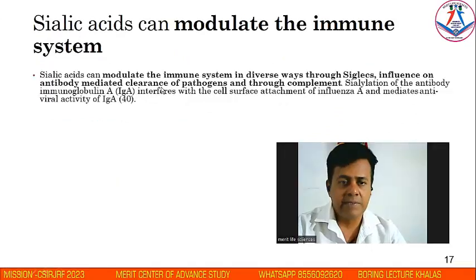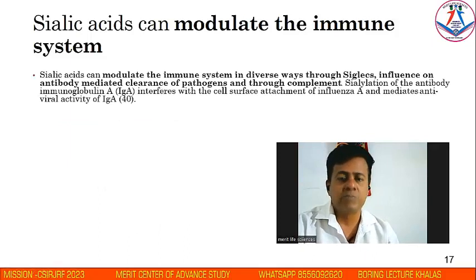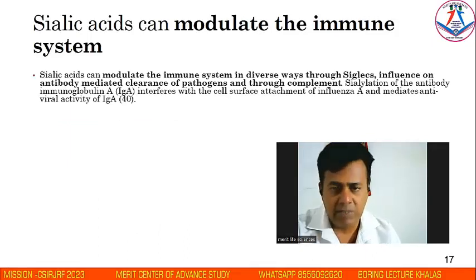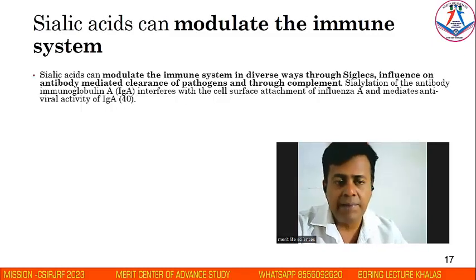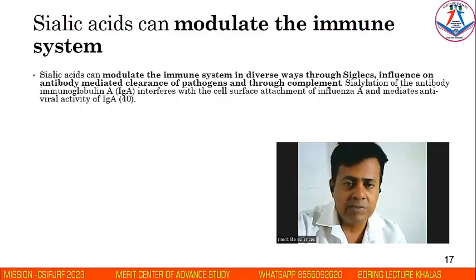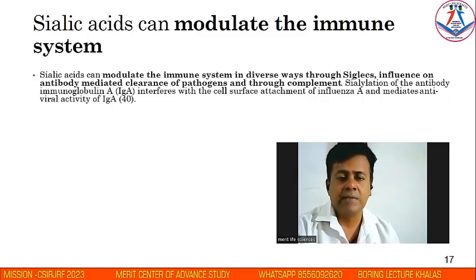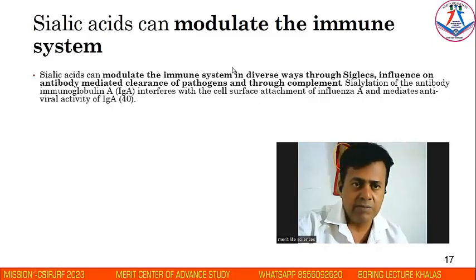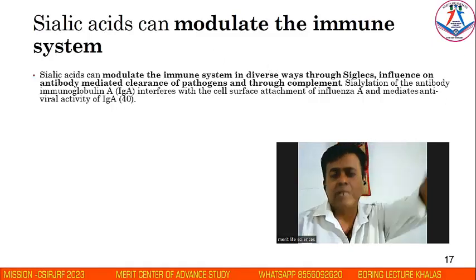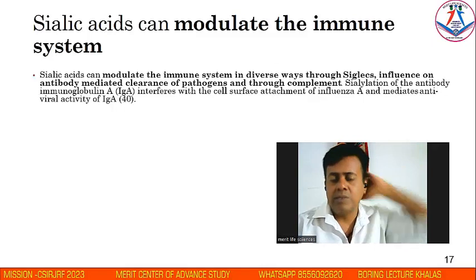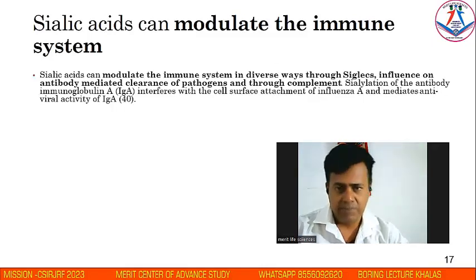I am giving an example of sialic acid in terms of immune response. Suppose a virus attack is there, a pathogen attack is there, complement activation is there. All these processes happen because of the presence of sialic acid. Why? Because sialic acid can modify the immune system. So what is the benefit of modifying the immune system? You can enhance or you can slow down the defense activity, right?